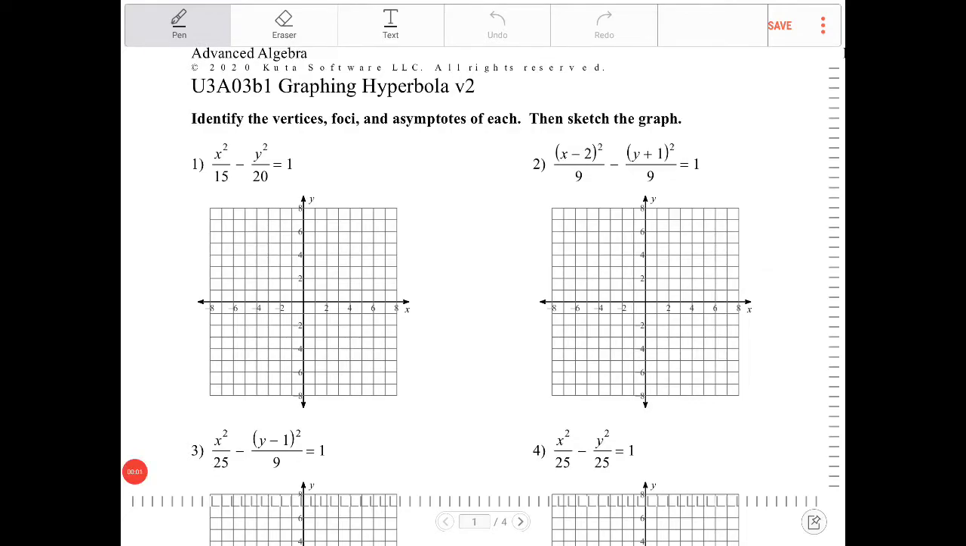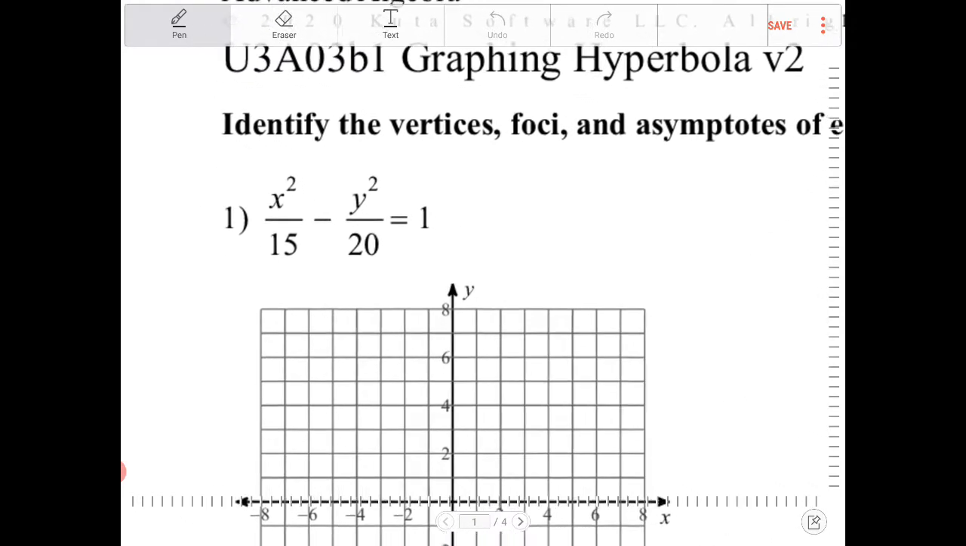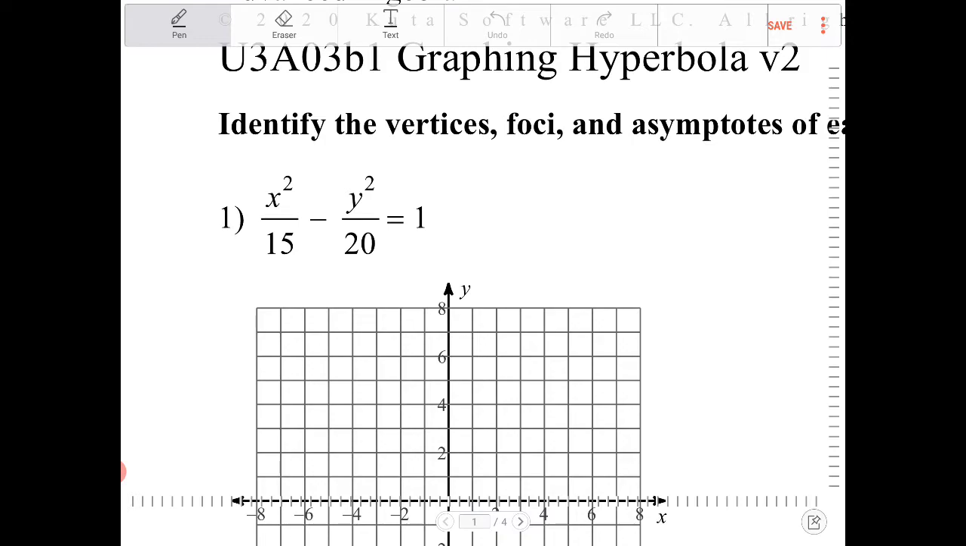Hello students, in this video I am going to go through some examples on how to graph the equation of a hyperbola. So let's take a look at the first example over here, question number 1. This is the equation for a hyperbola, and the general equation for a hyperbola, very similar to that of an ellipse, looks something like this.